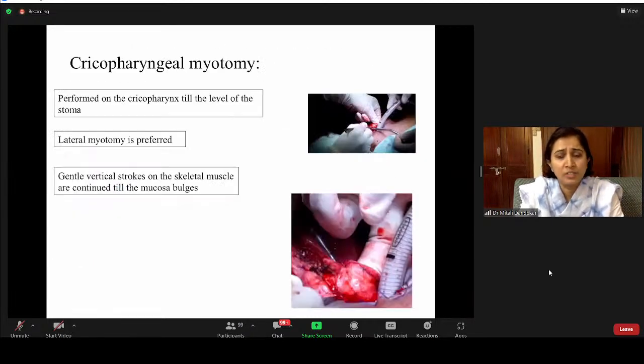So how do we overcome it? By two procedures. One, and the most commonly followed, is a cricopharyngeal myotomy. It is performed on the cricopharynx till the level of the stoma. A lateral myotomy is preferred over a central myotomy, and gentle vertical strokes are made on the skeletal muscle and are continued till the mucosa bulges.